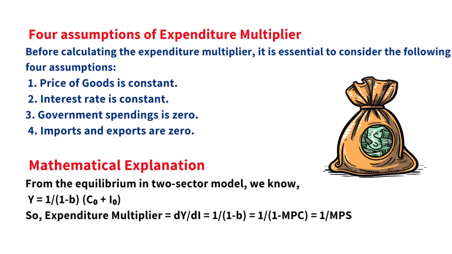Next topic is mathematical explanation. From the equilibrium in two-sector model, we know y equals 1 by 1 minus b into C naught plus I naught. So expenditure multiplier equals dy by dI equals 1 by 1 minus b equals 1 by 1 minus MPC equals 1 by MPS.